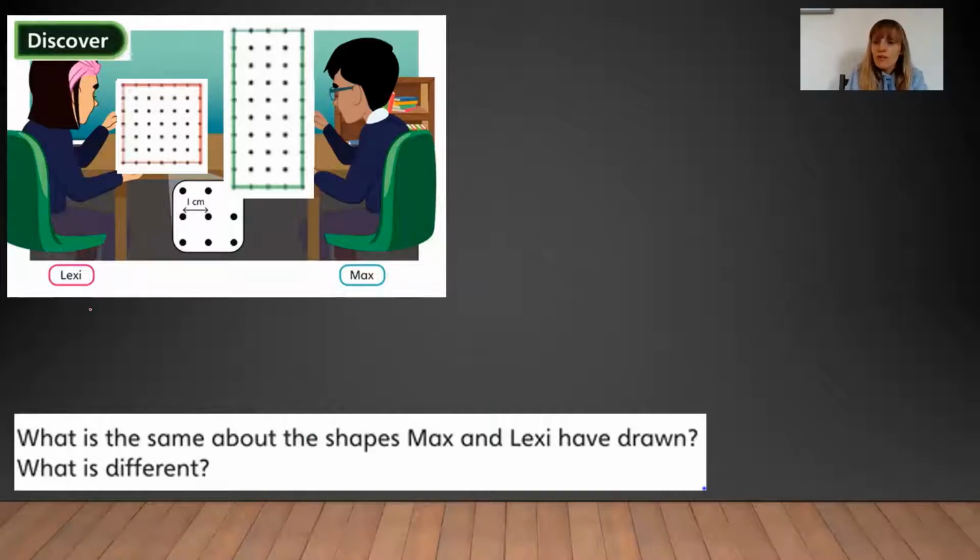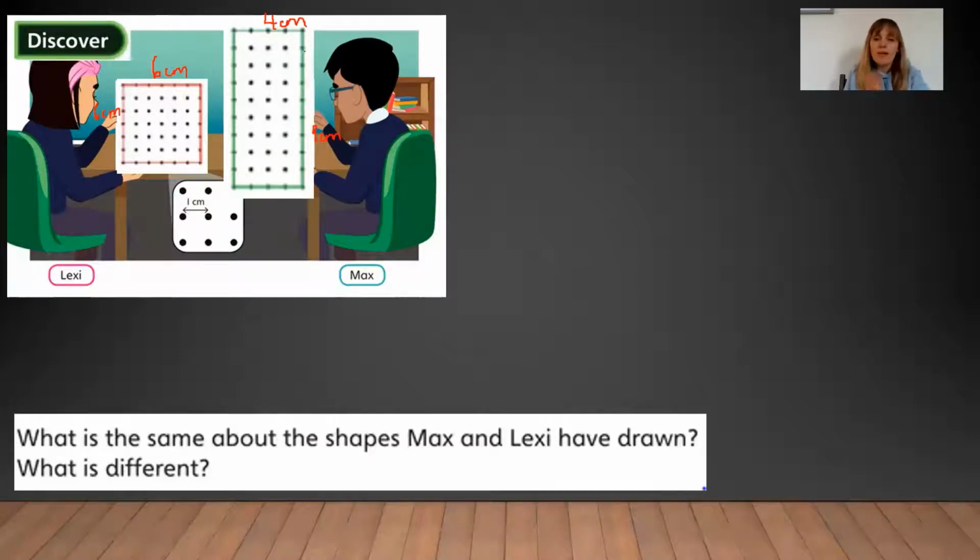Well, let's first of all write down the lengths of them. So Lexi's shape, you can see it tells between each dot is 1 centimetre. Now if we count across here, Lexi's is 6 centimetres wide and 6 centimetres long, so it's the same because it's a square. Max, his width across the top here is 4 centimetres, and the length, if we count them all, there are 9 centimetres there.